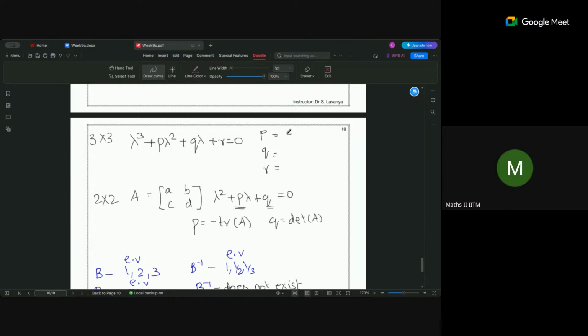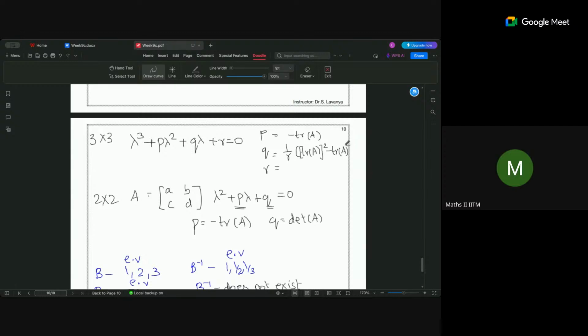See, P should be just like here. P is minus trace of A. Okay. So P is minus trace of A. What about Q? Q is 1 by 2 of trace of A whole square minus trace of A square.